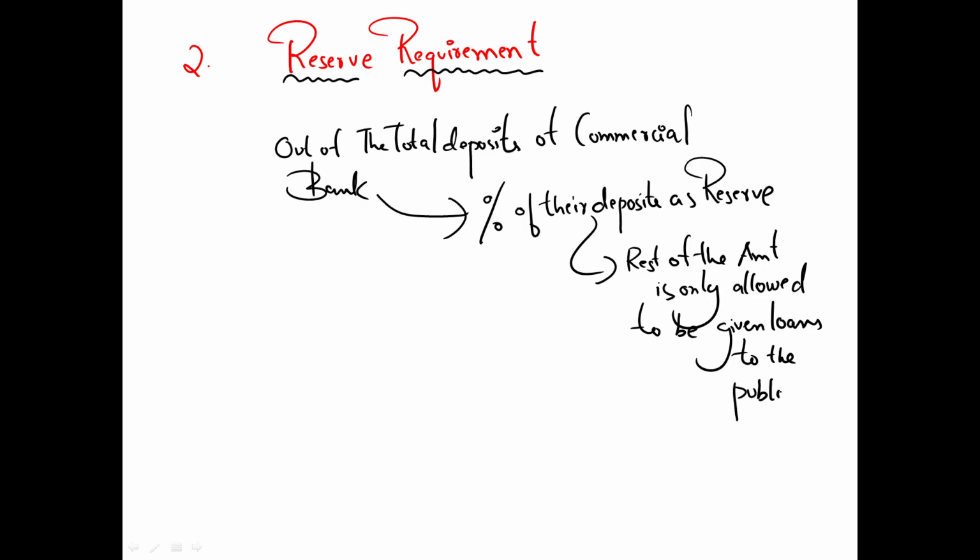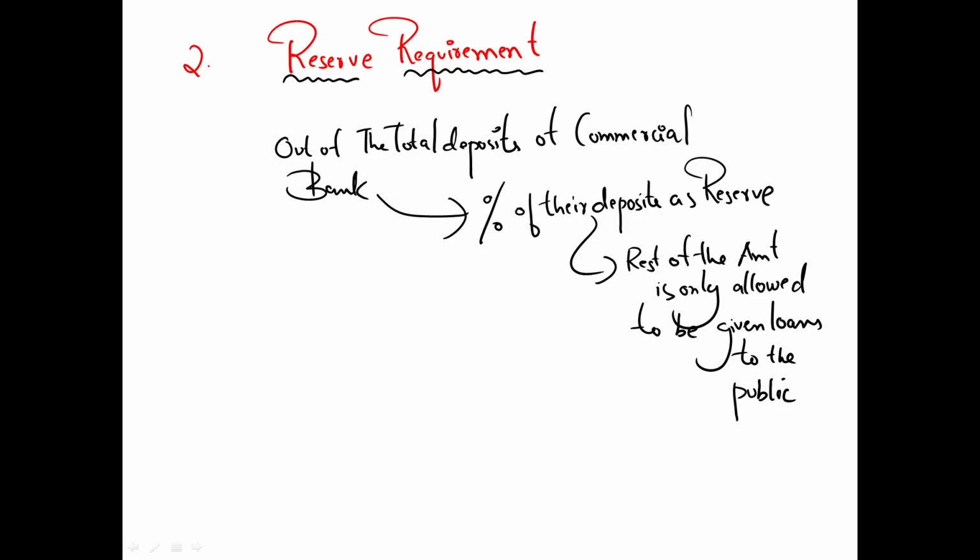So that means every commercial bank needs to keep a certain percentage of their deposits as reserves, and within that reserve the bank cannot give loans. Only the rest of the amount can commercial banks give as loans to the public. So this is what reserve requirement is all about.